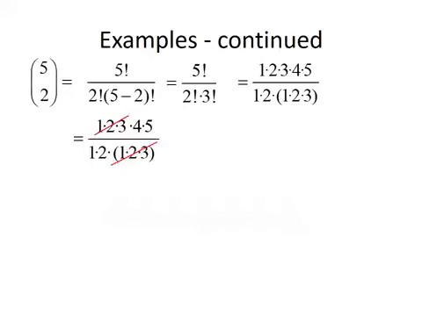The product of 1 through 3 cancels out in both the top and the bottom, leaving us with 4 times 5 divided by 1 times 2. If we simplify that, that'll give us 20 divided by 2. And so 5 choose 2 is equal to 10.